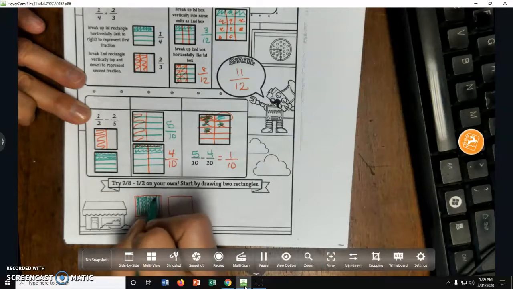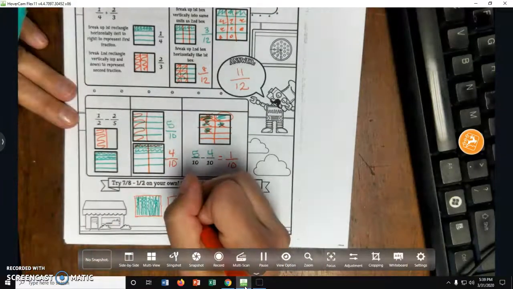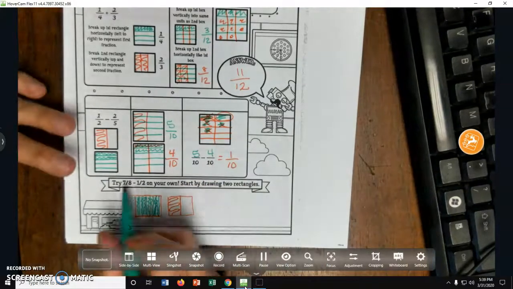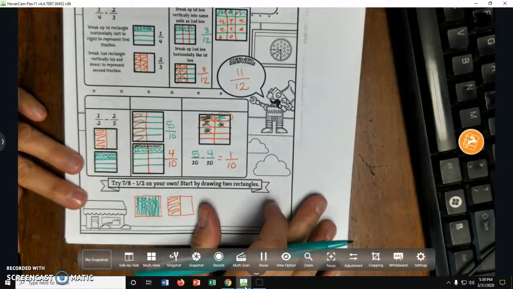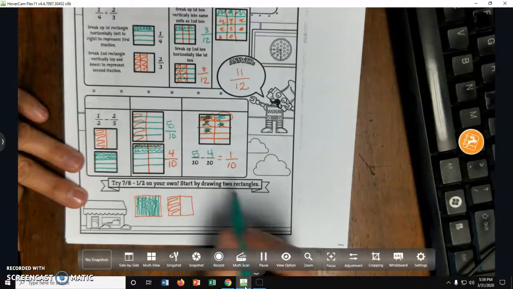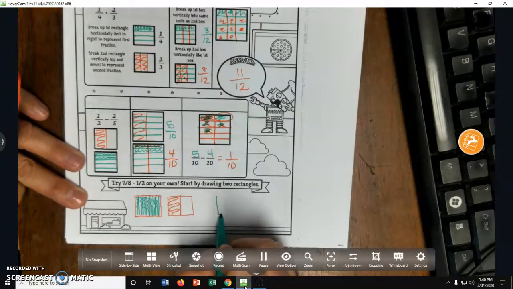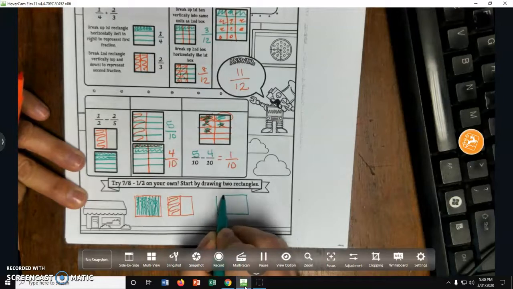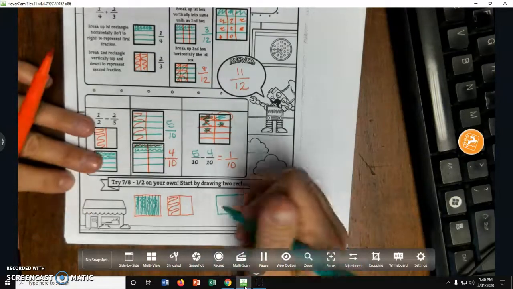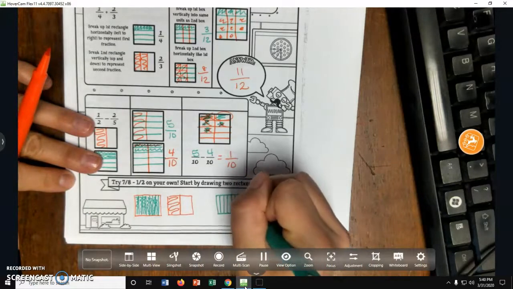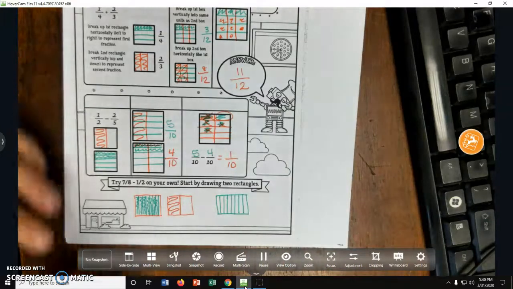4, 5, ooh, it's getting skinny in there. 7. And we're going to take away 1/2. Take away 1/2. Looking at this 8 and this 2, looking for our least common multiple. Well, I know that it is going to be 8. So 1, 2, 3, 4, 5, 6, 7, 8.